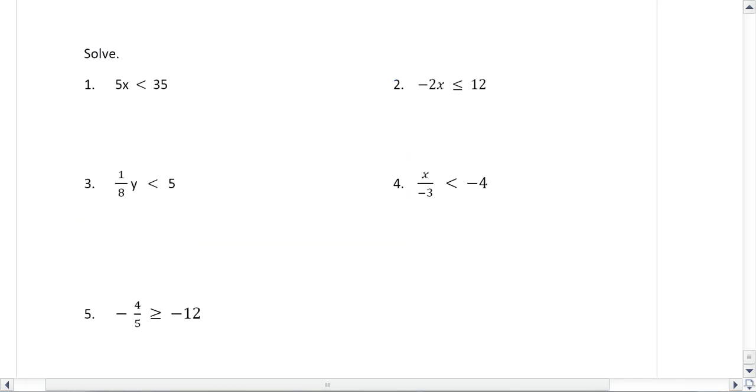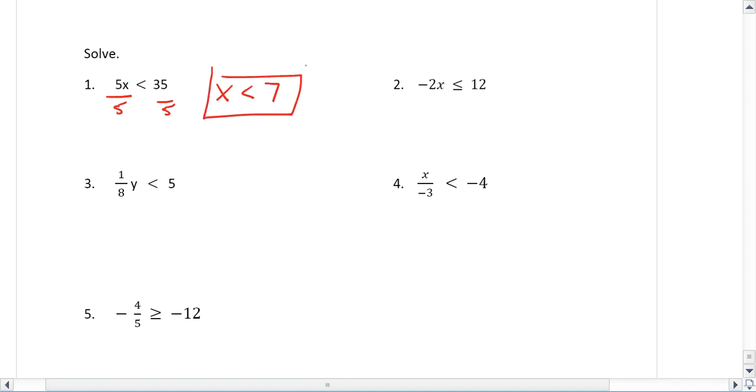So this section really amounts to solving one-step equations with greater than or less than signs. So the level of difficulty isn't too high. Here we're going to solve for x by dividing both sides by 5. And since 5 is positive, we don't have to worry about the sign. We end up with x is less than 7. And then we could graph that on a number line if the directions asked us.